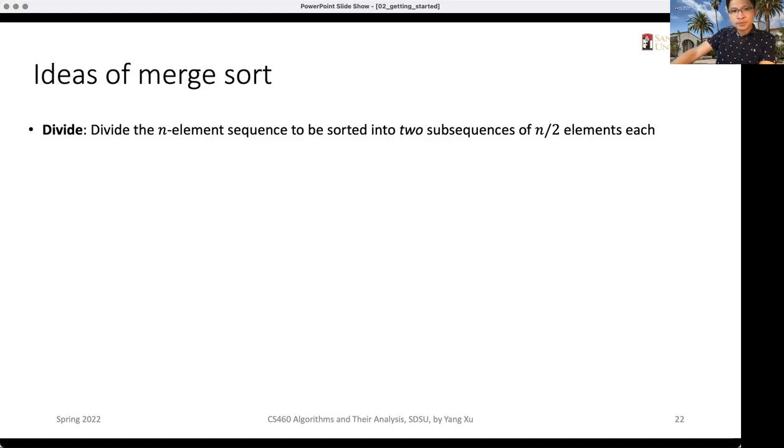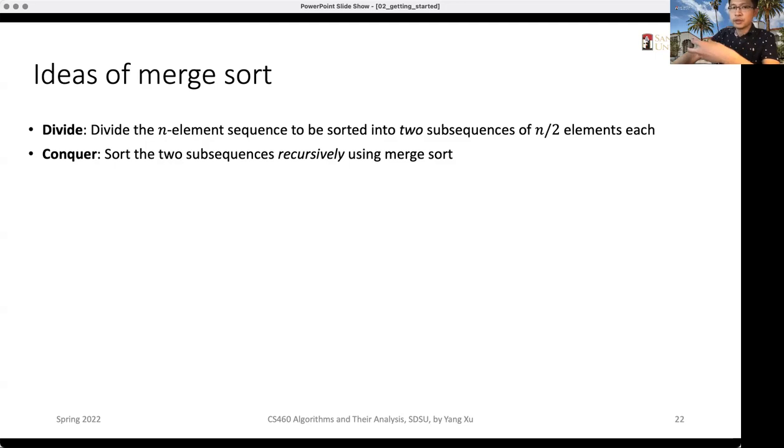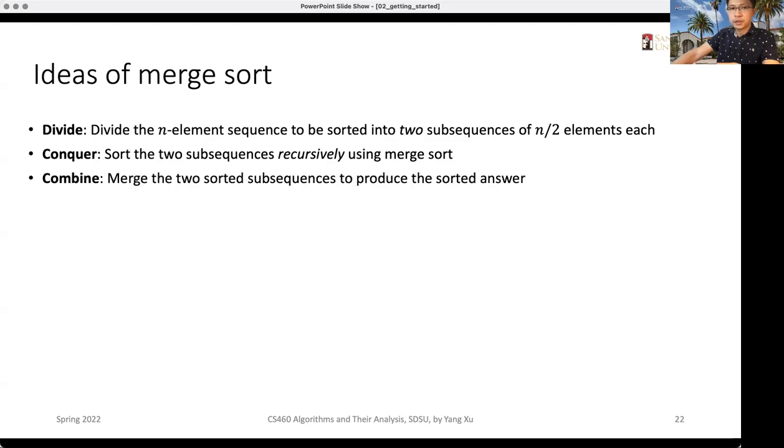Okay, so let's look at the divide step. When we have n elements in our inputs, it's just straightforward to cut the sequence into 2 halves, right? And we have each subsequence that contains n over 2 elements. And the conquer step is to sort the 2 subsequences recursively using the merge sort algorithm that we are defining. And the last step is to merge the 2 sorted subsequences to produce the sorted answer.